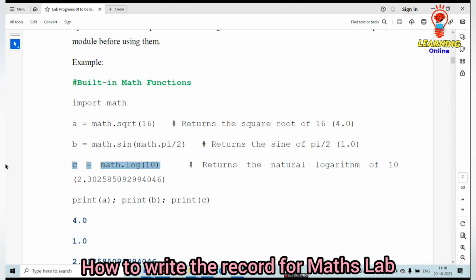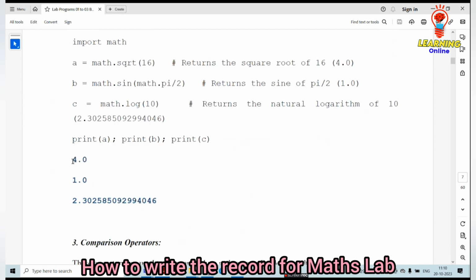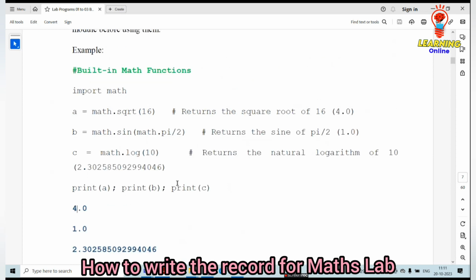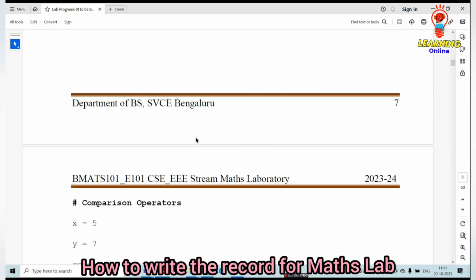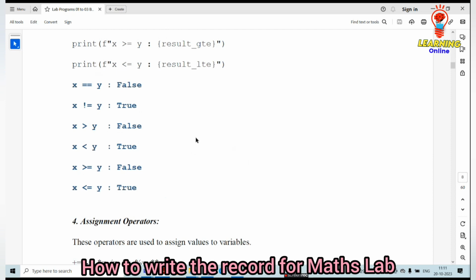Okay, follow this. The heading you always write using blue ink itself. Then the output corresponds to that, and you can proceed the same way. The output heading you write using blue ink, then whatever output you get, you can write using black ink. Kindly follow this for all types of code that you are going to write from the record point of view. This is with respect to the code along with the observation.